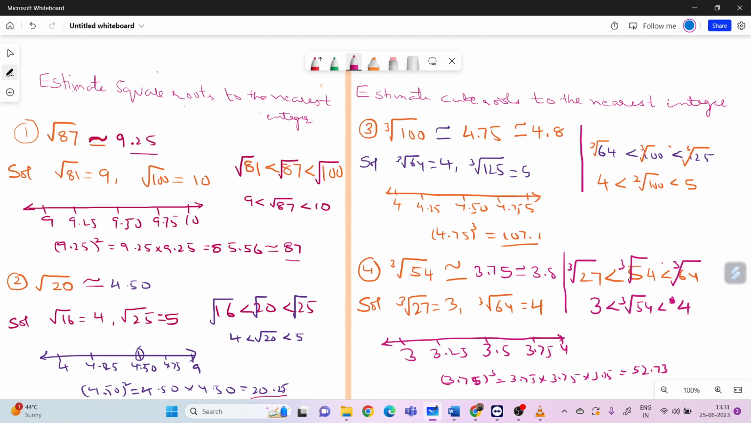For cube, you have to take the cube. Cube root of 64 is 4. Cube root of 125 is 5. So 100 lies between 4 and 5. What is that value? 4.75 cube. Why have we taken this? Because 125 is near to 100. So 25 less here, 36 less. So here similarly, cube equality. If you want to show your work, you have to do this. Otherwise, direct method we can do.